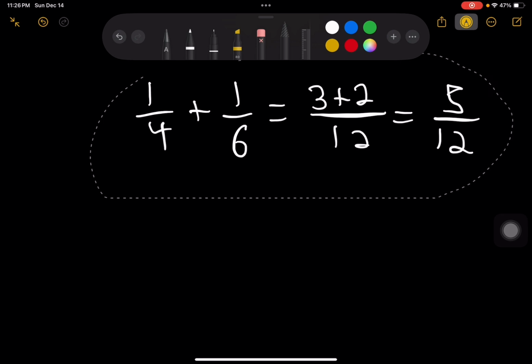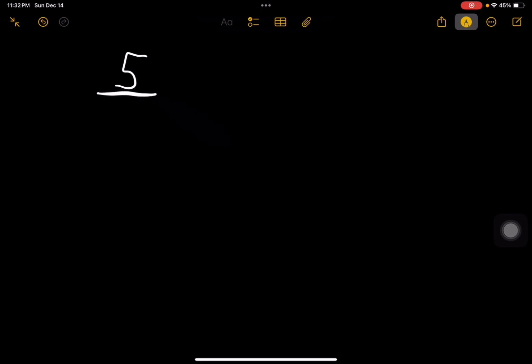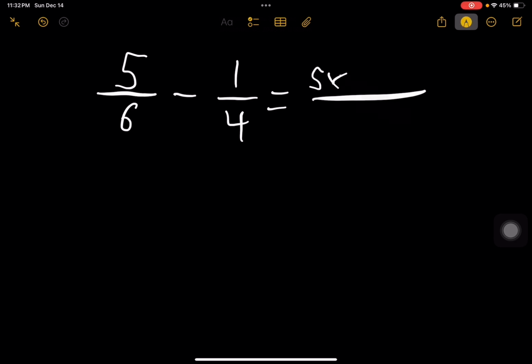Now let's start with another example here. But this time, we're going to do some subtraction. All right, so let's say we have 5 over 6 minus 1 over 4. From the previous problem, we found that our LCD was 12. And in this instance, we know that 6 times 2 is 12. So now what we need to do is take that 2 and multiply it by the numerator. And what we have in the numerator is 5. So 5 times 2, don't forget the LCD. And then we're also doing a subtraction.